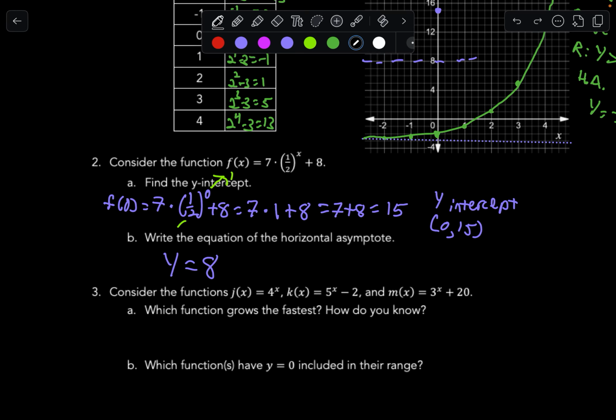All right? Now, consider the three functions. J of x equals 4 to the x, k of x equals 5 to the x minus 2, and m of x is 3 to the x plus 20. Which function grows the fastest? How do you know? If you look at this, you could just try a few numbers in each of them and see which one works.